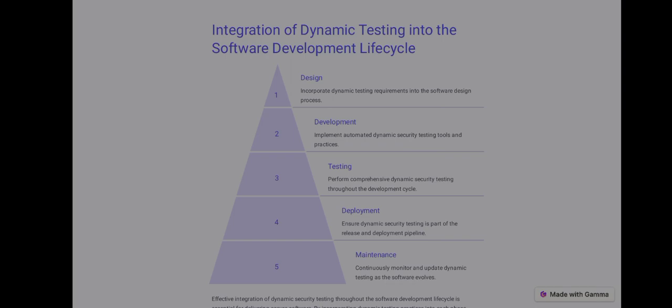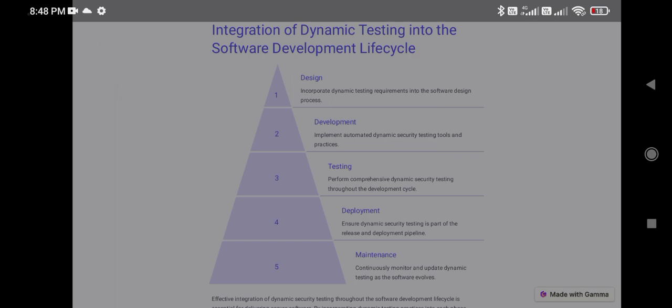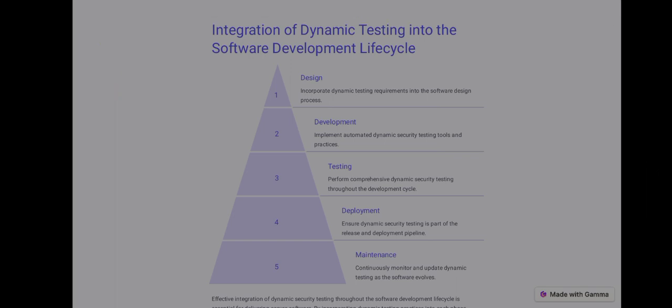As you can see on my screen, the second stage is development in the top-down process. Implement automated dynamic security testing tools and practices. The third is the testing. Perform comprehensive dynamic security testing throughout the development cycle. We should perform testing very briefly.